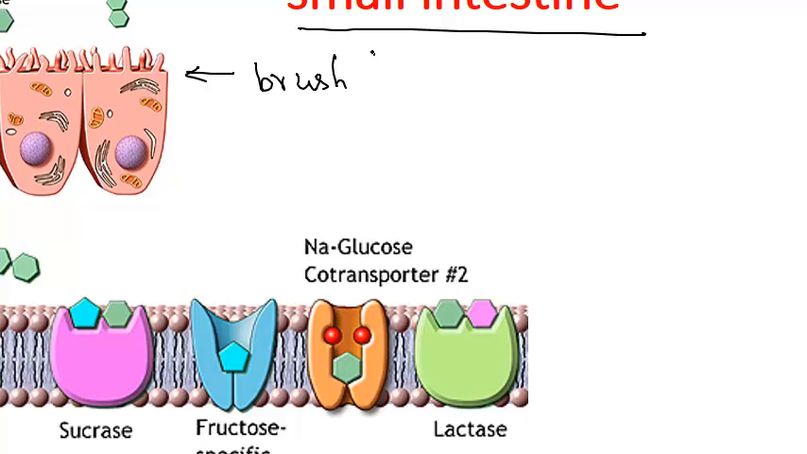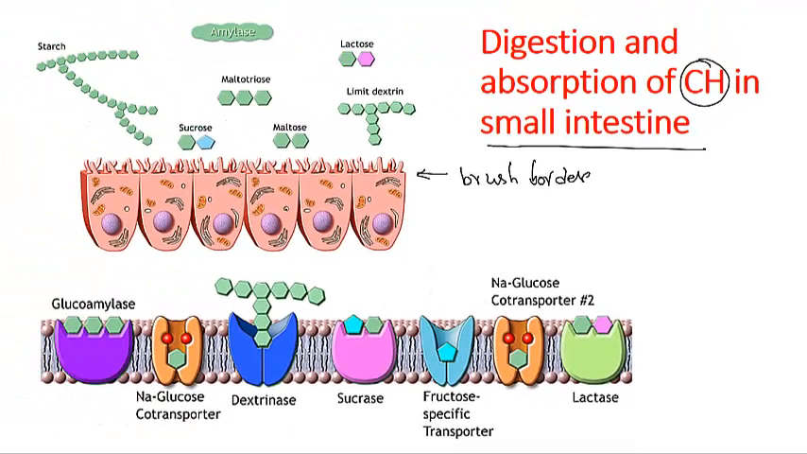For the digestion, these brush border enzymes complete the process of carbohydrate breakdown into monosaccharides. There are different enzymes. Glucoamylase breaks down maltose and maltotriose. Dextrinase breaks down dextrin. So dextrin is broken down by dextrinase.